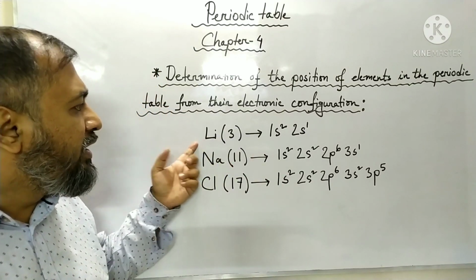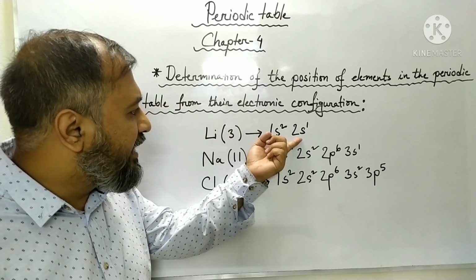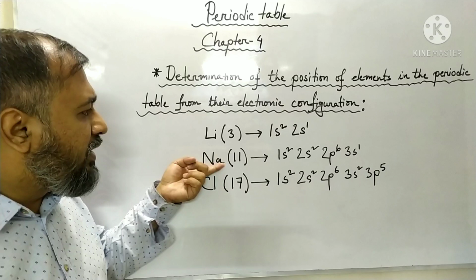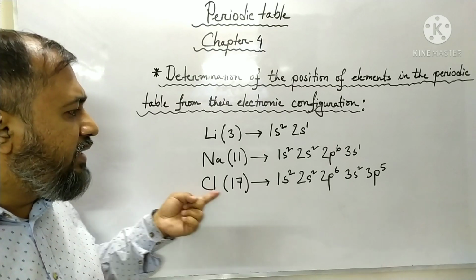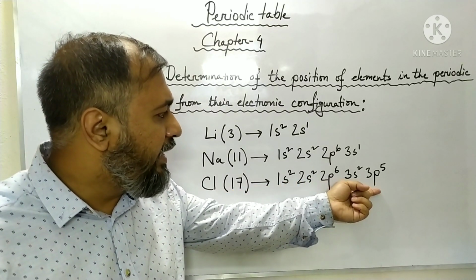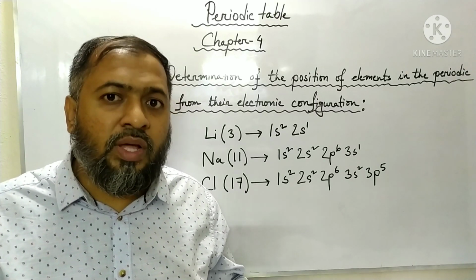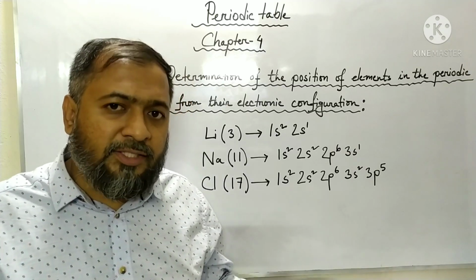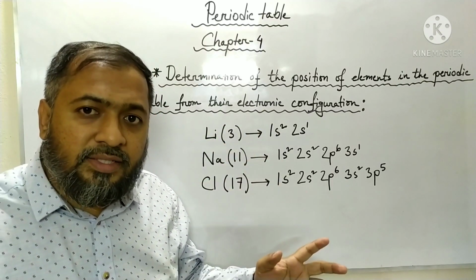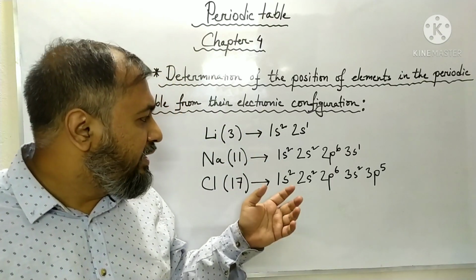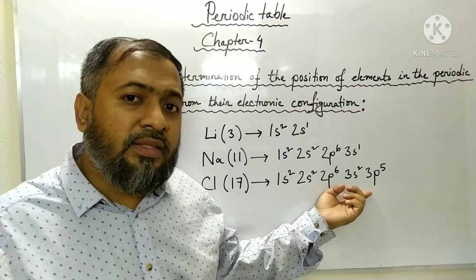Now come to the first one. You can see the last electron of that element goes to the second energy shell, and in the second one, the last electron goes to the third energy shell, and in the third one, the last electron also goes to the third energy shell. So we will determine the period number according to the energy shell number. In the first place the electron entered the second energy shell, in the second place the third energy shell, and in the third place the electron also entered the third energy shell.